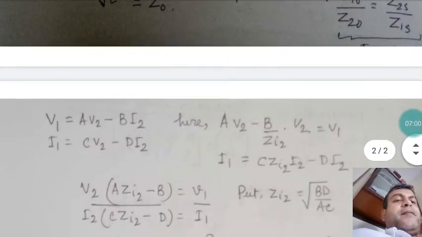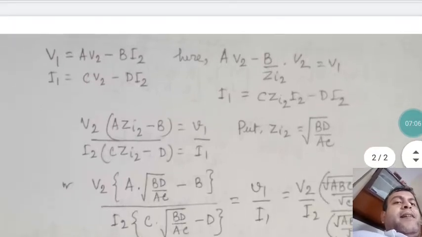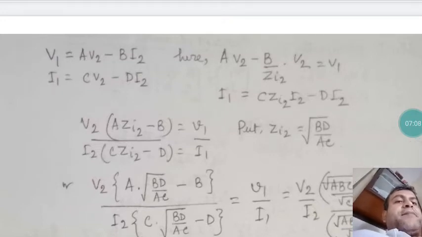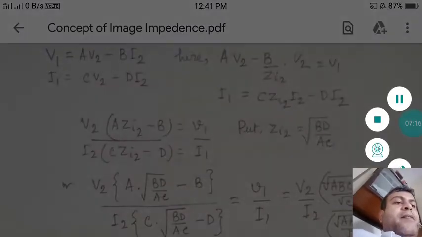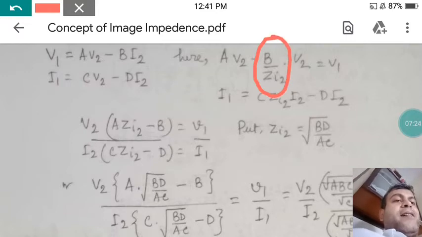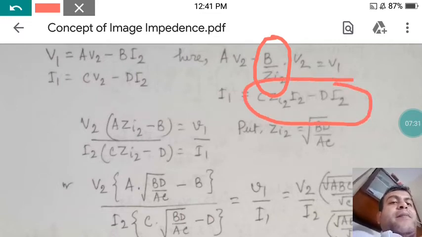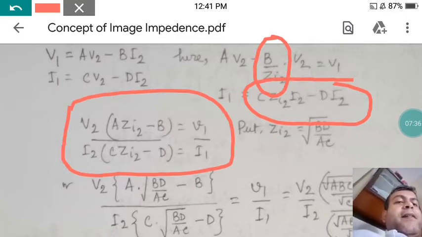Now in the next part I will take it more elaborately. Here V1 and I1 are given, and V2 and minus I2 are also given. In terms of image impedance, if you consider the entire circuit, by the previous equation I can write that I2 equals V2 by Zi2, and on the other side V2 can be replaced by this type of equation. Putting this in this particular equation, it should be like this.